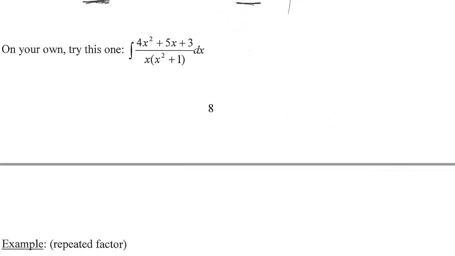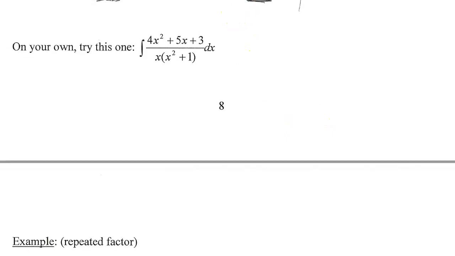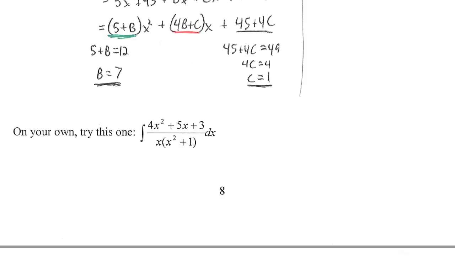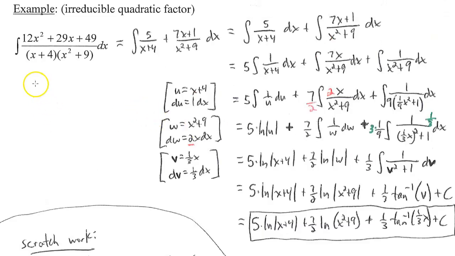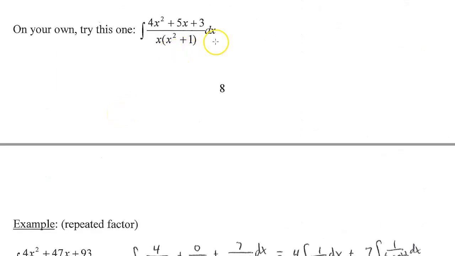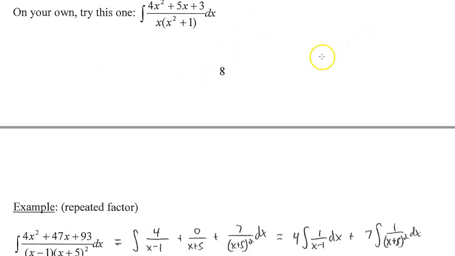So on your own, why don't you try one like this? Maybe you can pause this video and see if you can figure out how to do this. What would be the form of the partial fraction decomposition? Notice it would be a over x plus bx plus c over x squared plus 1. This one works out a little nicer because we have x there instead of x plus 4, and also instead of x squared plus 9, we just have x squared plus 1. So try this one and see if you can come up with the partial fraction decomposition and then actually do the integral.